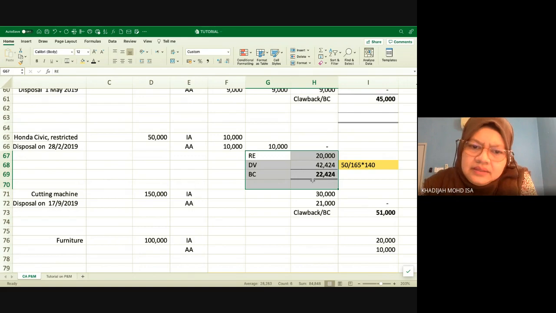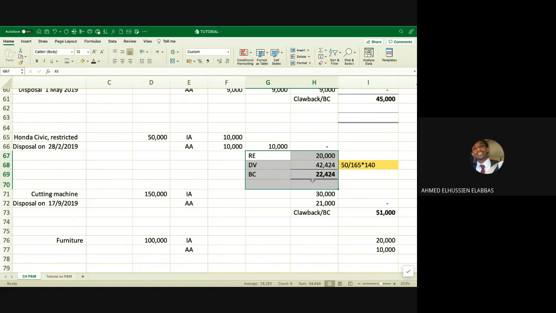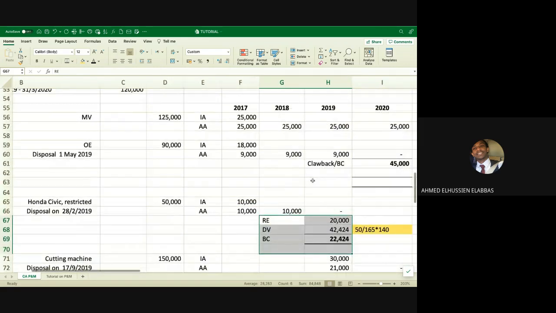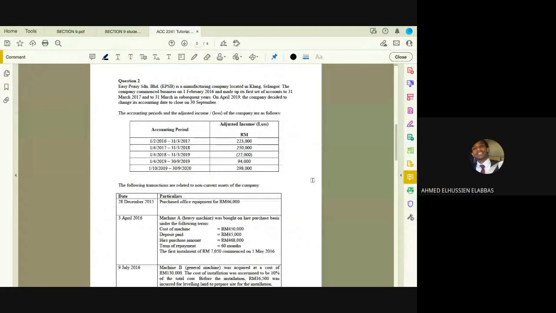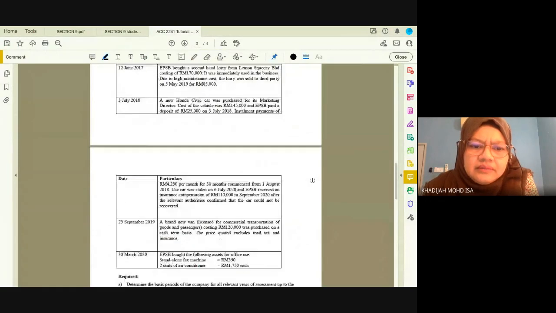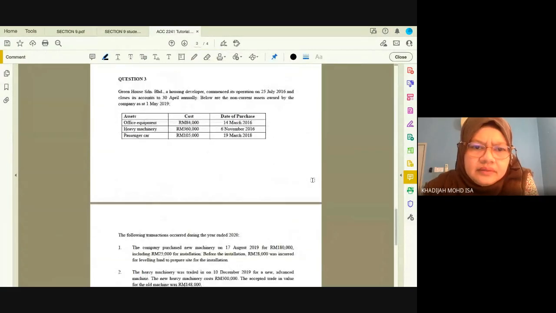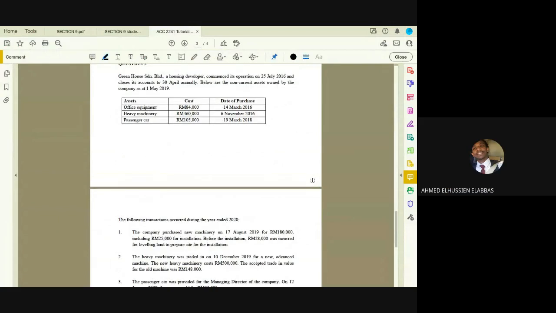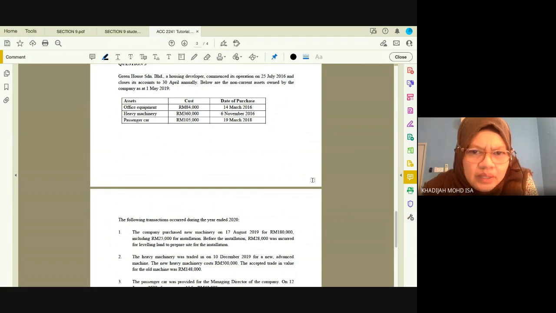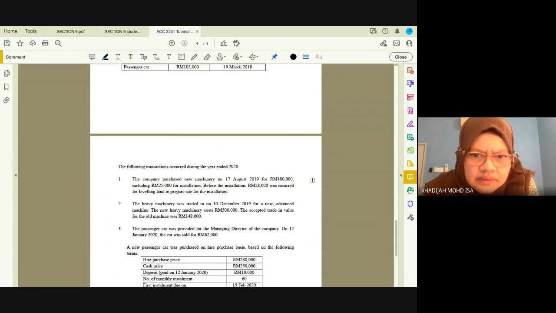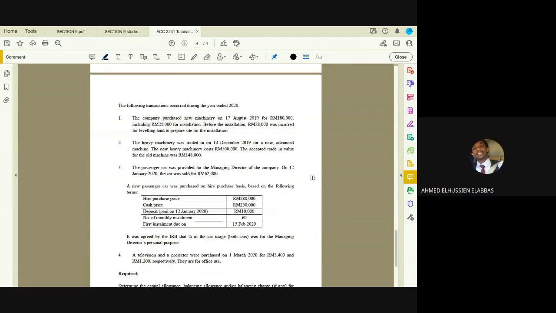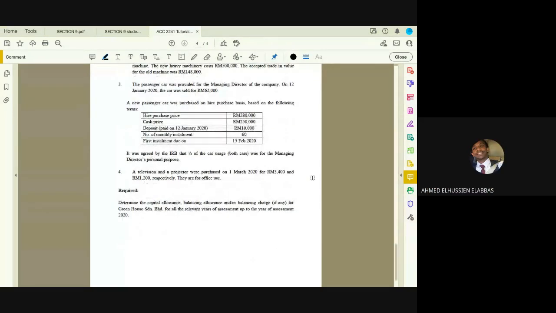Madam, for question 3, we need to calculate the capital allowance for television. Sorry, question number 2, is it? Question number 3. Okay. The question is we need to calculate the capital allowance for television. Where's the television? The remaining of the question. Oh, yeah, number 4. Okay, number 4.